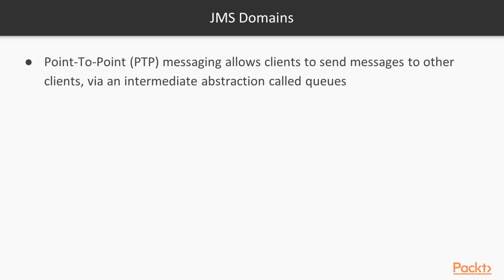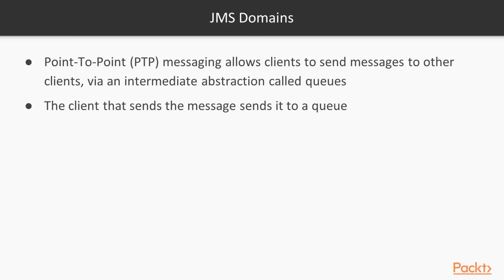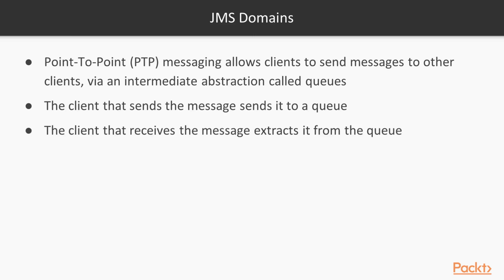The JMS domains differ between two approaches. On the one side, there is the point-to-point messaging that allows clients to send messages to other clients via an intermediate abstraction called queues. The client that sends the message sends it to a queue. The client that receives the message extracts it from the queue.